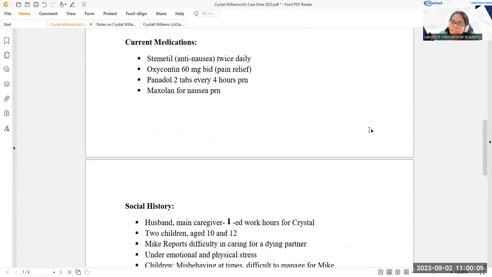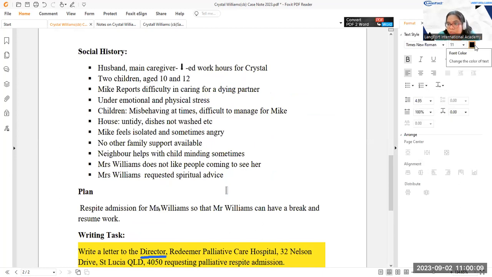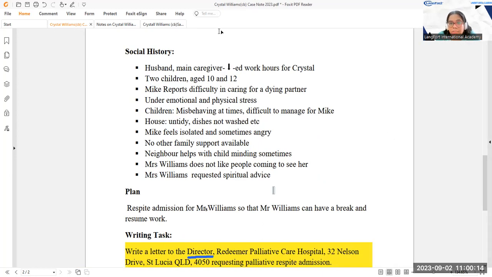Now tell me, what type of letter do you think it is? Does the reader know the patient? Smita, what do you think? Jose, what do you think? Preeta, what do you think? Does the reader know the patient? No. And you are sending the patient. Right now the patient is at their home, and now you're sending the patient to a palliative care hospital, and we want them to provide palliative respite admission.